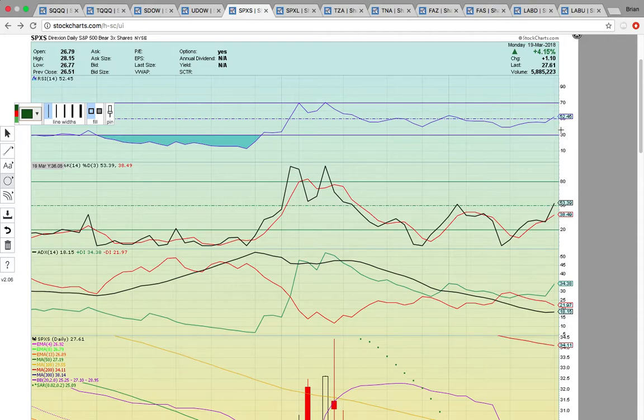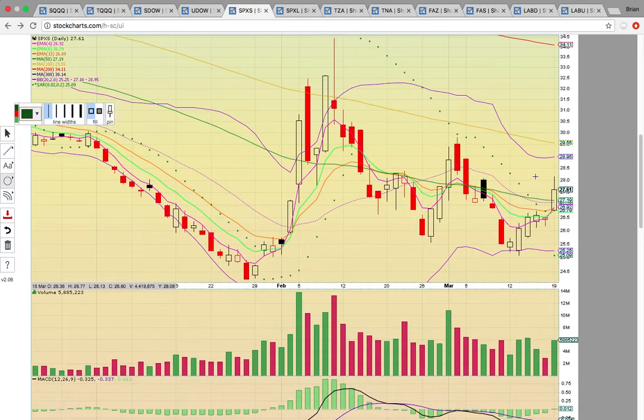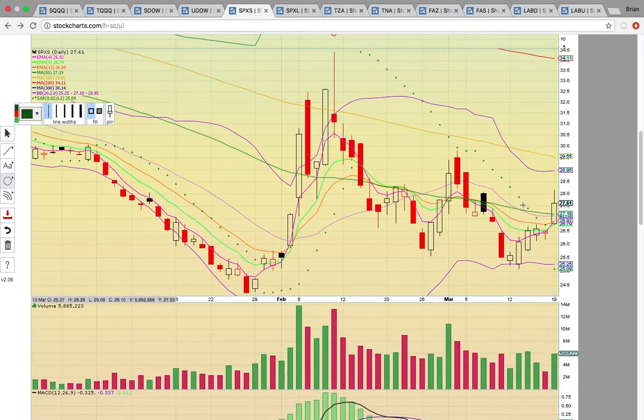You could see here it's been heating up. Now RSI is above 50, FASDO is above 50. If they can both stay above 50, it'll be a signal that the chart is ready to head higher. And then notice how it closed above the 50-day simple moving average and the middle Bollinger Band today.